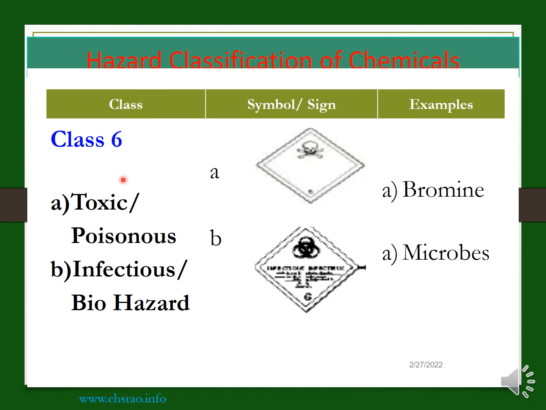Class 6: toxic, poisonous chemicals. The symbol is a skull and crossbones, and for example bromine is a good example of a class 6 toxic, poisonous chemical. In the subsection, infection and biohazard is also there in class 6. This is the indication. So microbes all come under class 6 B.